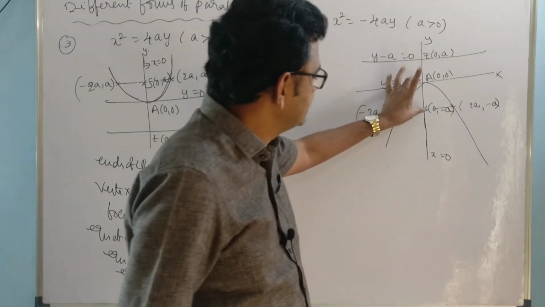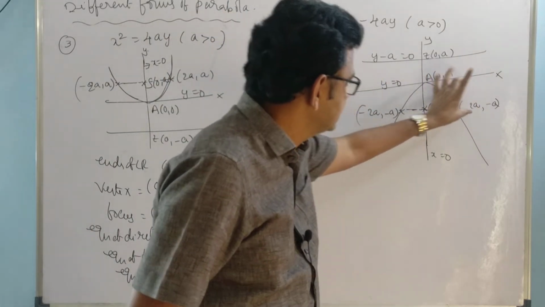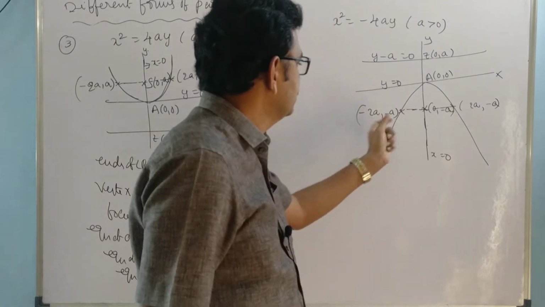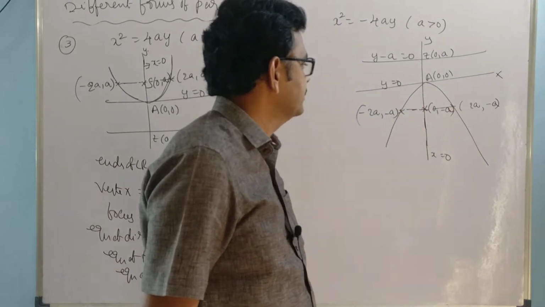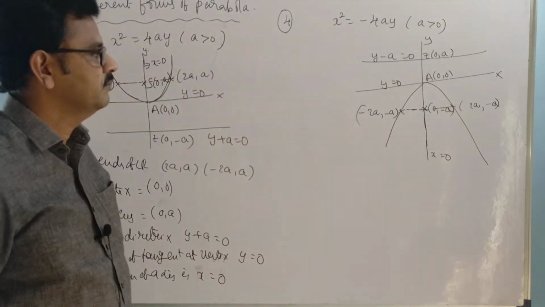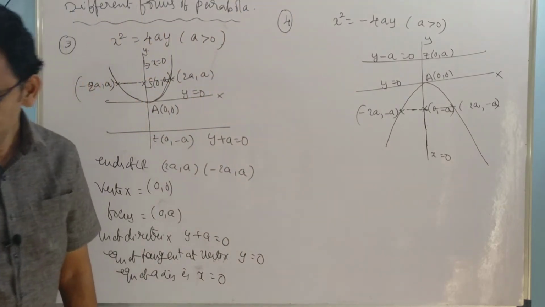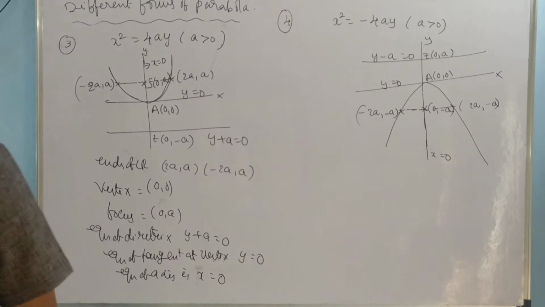This is minus a, so this is also minus a. What about this one? Here the distance is what? 2a, and this is minus 2a. So the endpoints of latus rectum are 2a, minus a, and minus 2a, minus a.